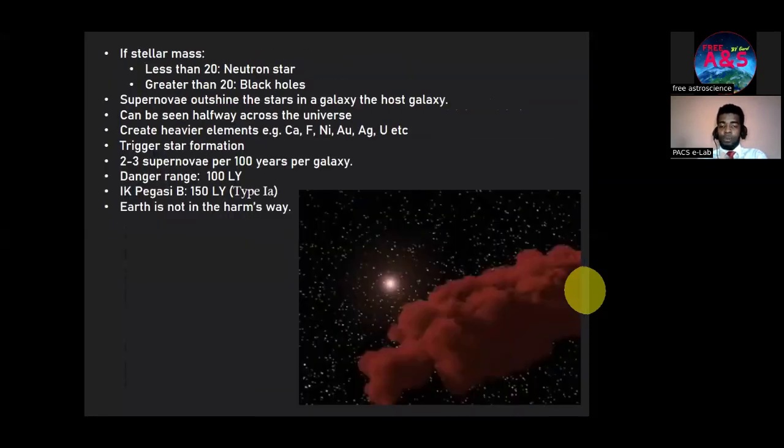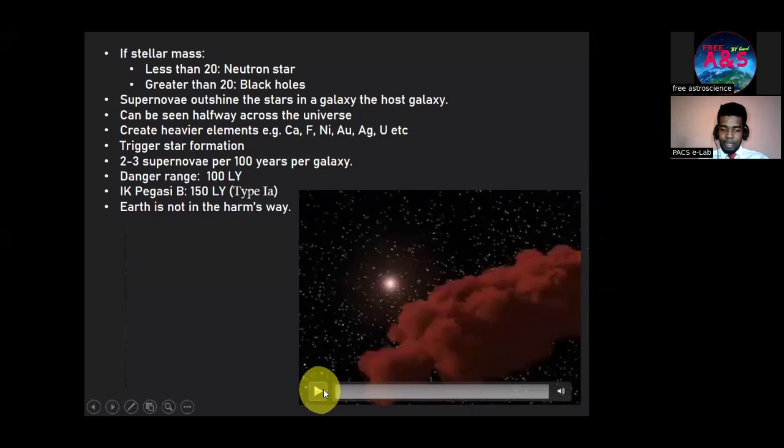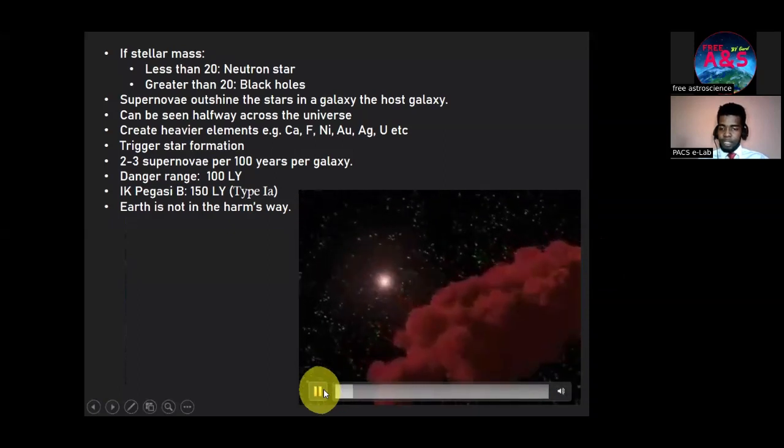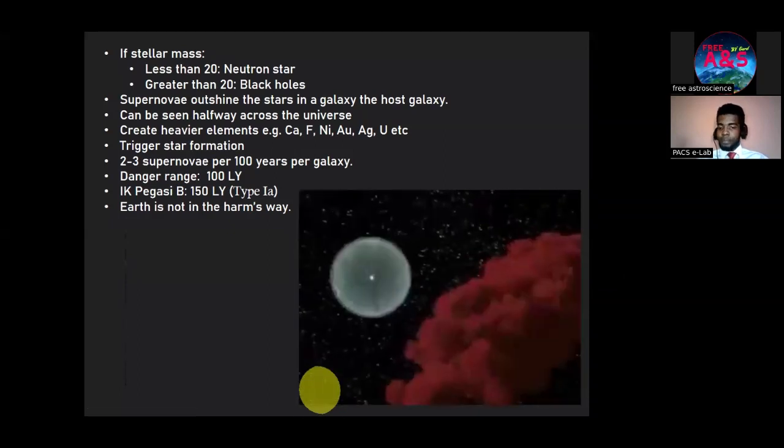Okay, so some of these layers, the pressure and the energy, could fuse the nuclei to form heavier elements like gold, uranium, silver, nickel, fluoride, and calcium, all of these heavier elements. So a supernova explosion can even create new elements. Like I said before, it can trigger star formation. I have used this slide, I have used this simulation before. It can trigger star formation.